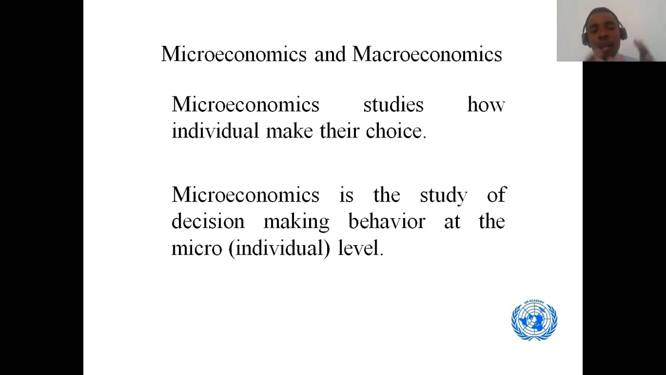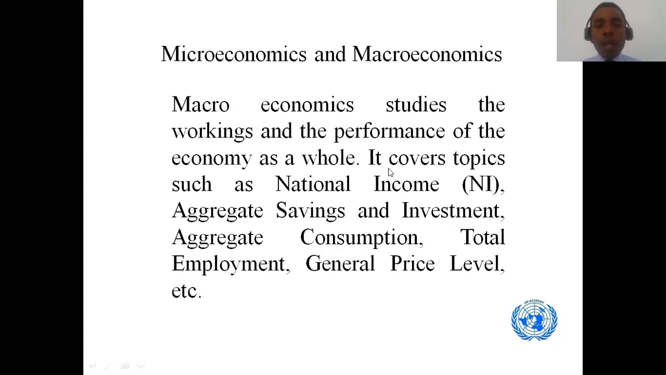Microeconomics majorly has to do with a smaller portion within the society, while macroeconomics deals with the whole. On the other hand, macroeconomics studies the workings and the performance of the economy as a whole. It covers topics such as national income, aggregate savings and investment, aggregate consumption. What does aggregate mean? Aggregate means total savings and investment, total consumption, total employment, general price level, general employment level, and so on. So that is macro. Micro is individual, macro is the whole economy at large. You're talking about GDP also.